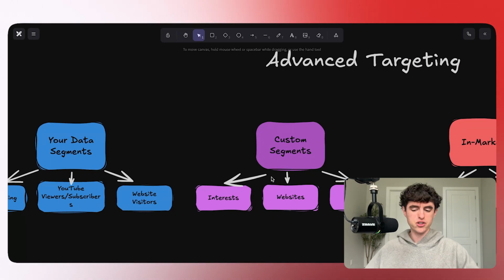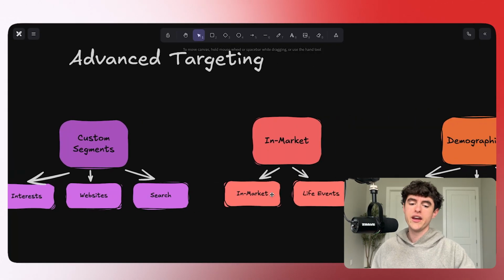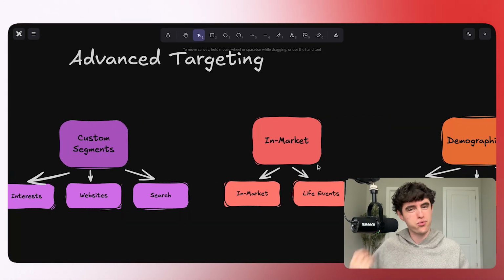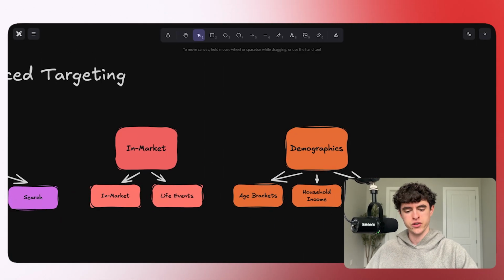There's custom segments where you can target people based on their interests, certain websites and keywords they've been typing in on Google or YouTube. Then there's in-market, which are Google's pre-built audiences that Google deems relevant to the market. And then there's demographics, which are things like age brackets, household income, and gender.